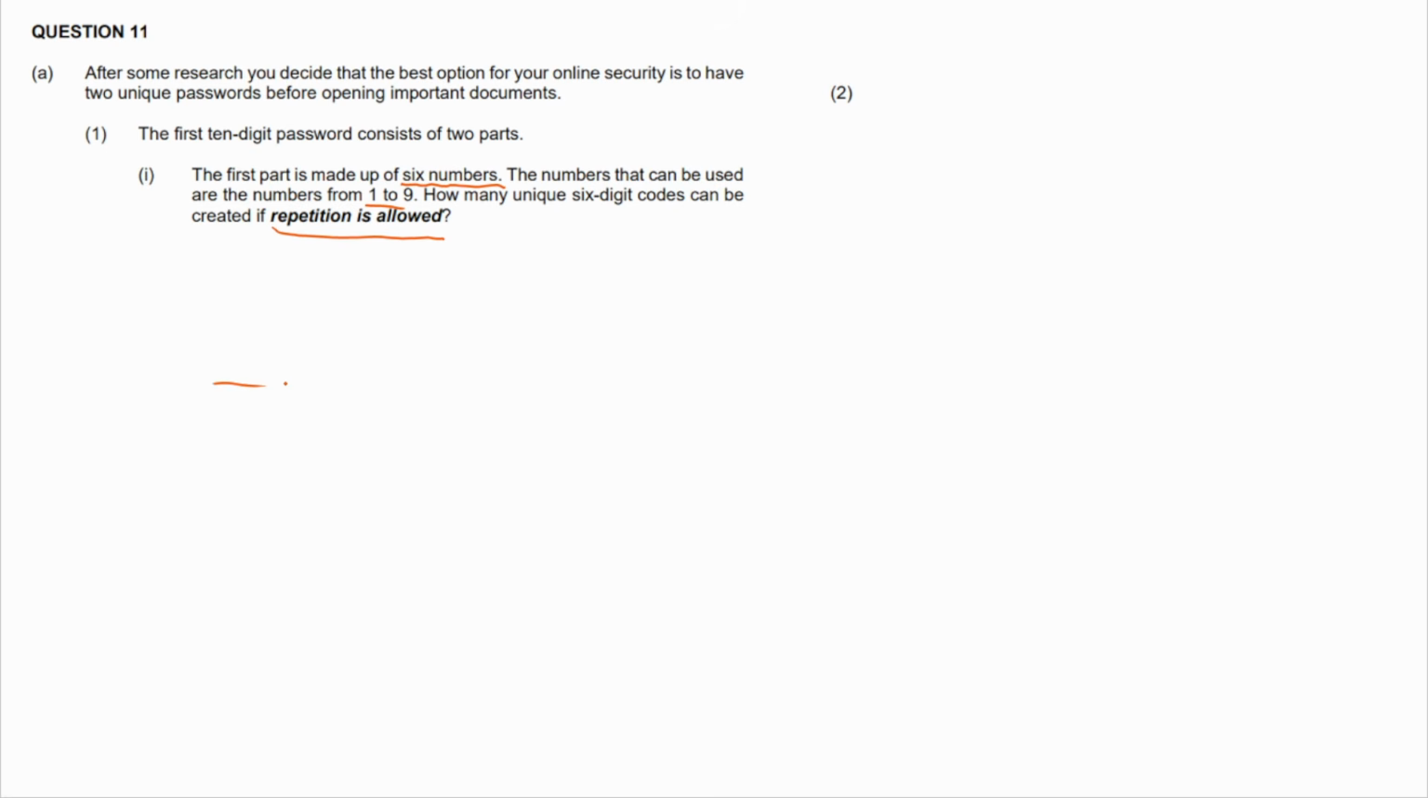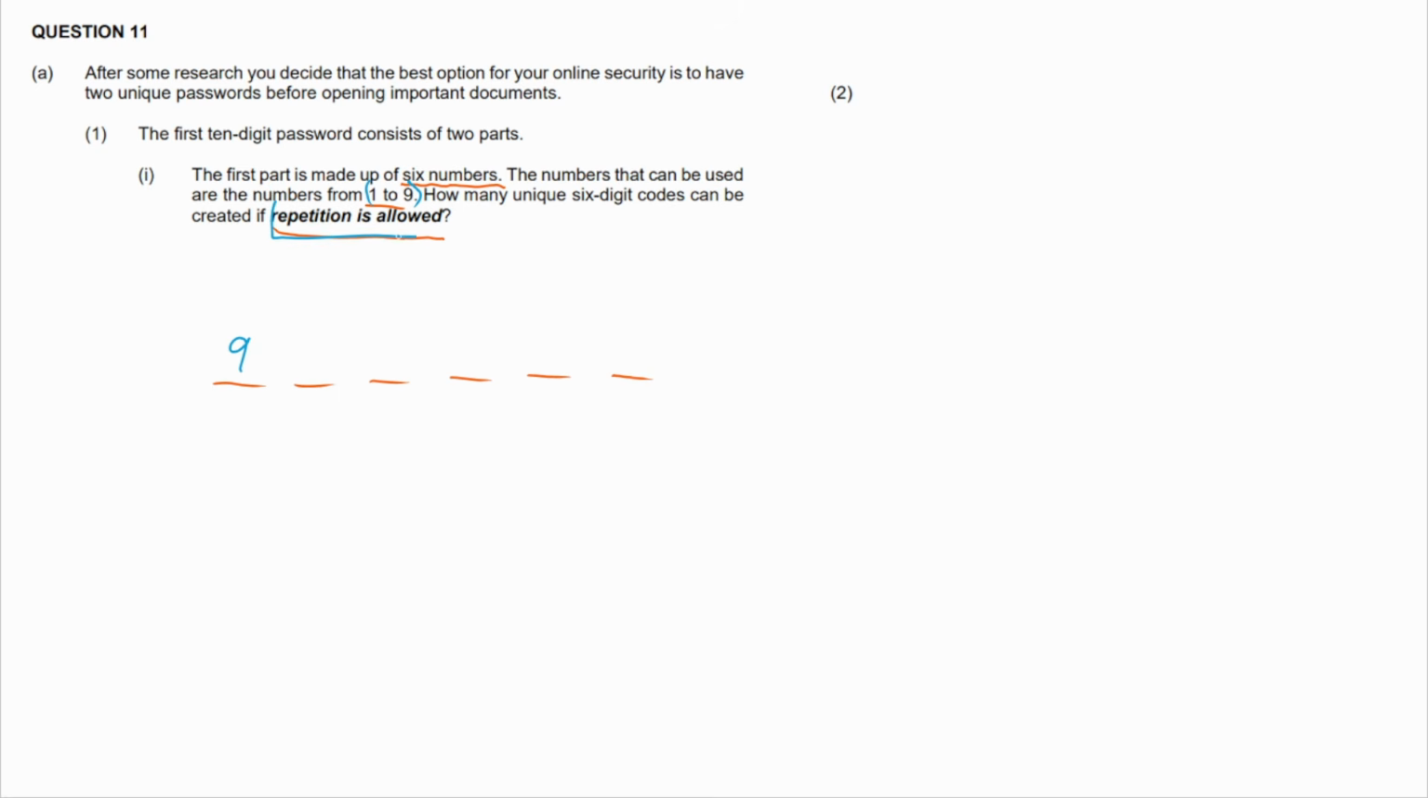Okay, so there's a 6-digit code. There's 6 possible places we can put numbers, and 1 to 9, there's 9 options there. So there's 9 possible numbers that we can put in here. In this first slot of our code, how many digits can go in there? There's 9 possible digits that can go in here. So the number of options we can put as the first number in our code is 9.